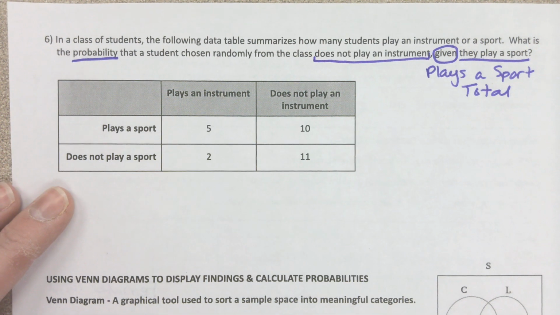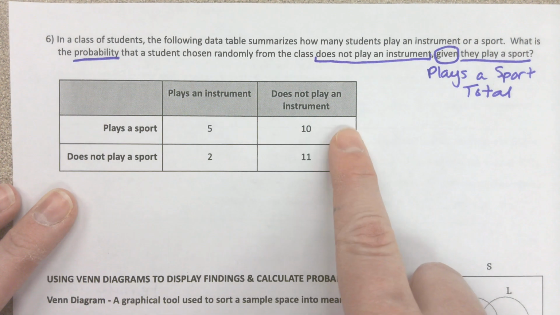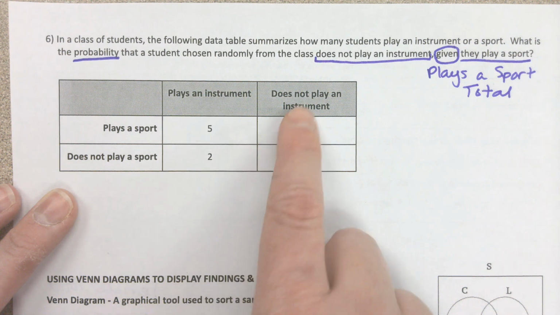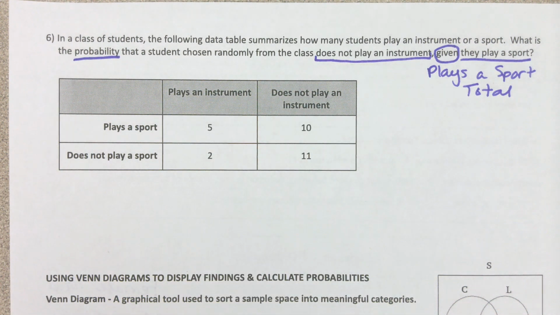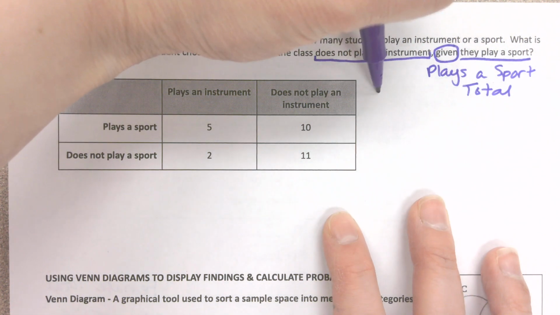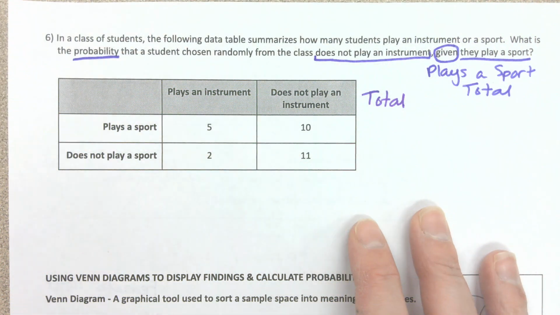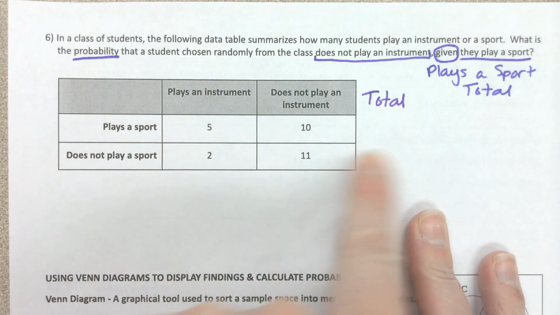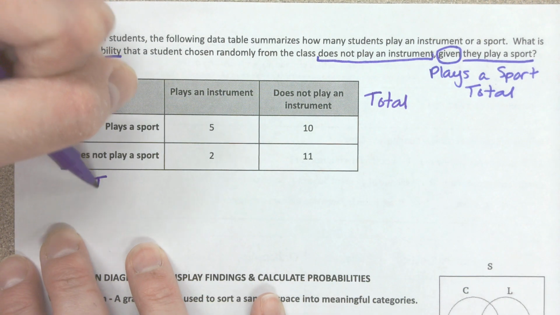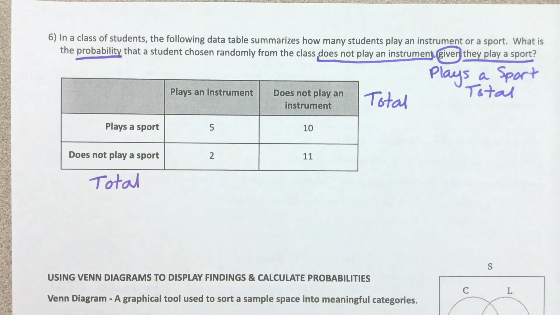So let's take a look here at our table. We have plays a sport, does not play a sport, plays an instrument, does not play an instrument. What is very clearly missing from this table? Yeah? Totals. The totals. I told you yesterday, we like to leave the totals off to give you a little bit more to do here. So we have to find the totals first. We have to find the totals of the horizontals and of the verticals. So we're going to have two totals we have to find.